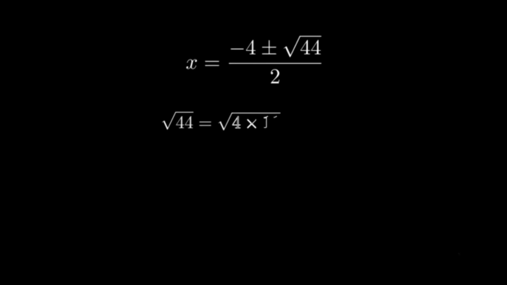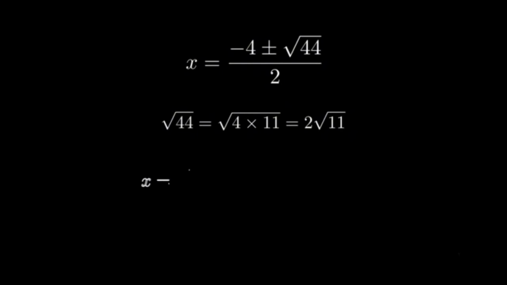Now that we've found the discriminant value of 44, let's substitute all our values into the quadratic formula. We have negative 4 plus or minus the square root of 44, all divided by 2. To simplify this expression, let's first look at the square root of 44. We can rewrite 44 as 4 times 11, which means the square root of 44 equals the square root of 4 times 11. The square root of 4 is 2, so we get 2 times the square root of 11.